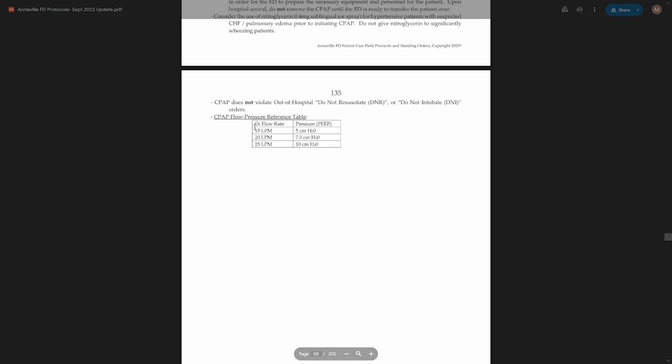The CPAP flow pressure ratings are 15 liters per minute is at 5 PEEP, 20 liters per minute is at 7.5 PEEP, and 25 liters per minute is at 10 PEEP.